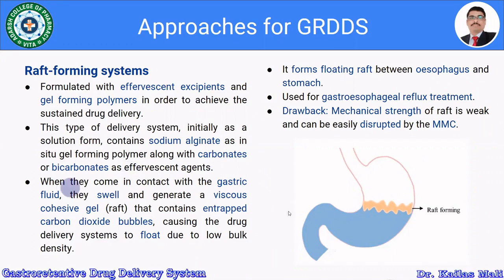When they come in contact with the gastric fluid, they swell and generate a viscous cohesive gel, that is a raft, that contains the entrapped carbon dioxide bubbles, causing the drug delivery to float due to the low bulk density. It forms a floating raft between the esophagus and the stomach and is mainly used for gastroesophageal reflux.